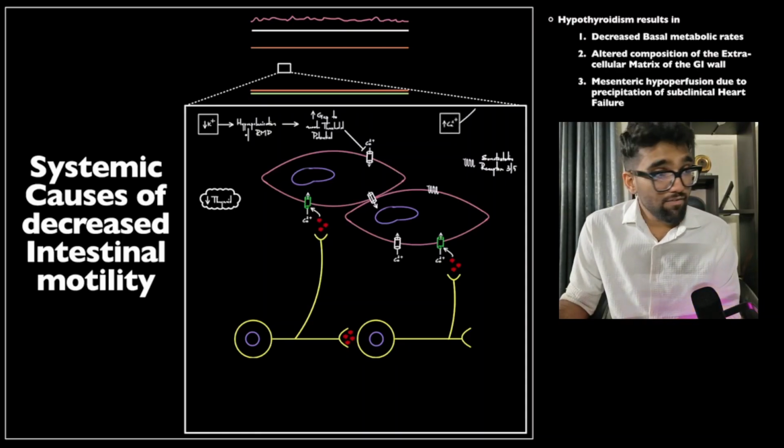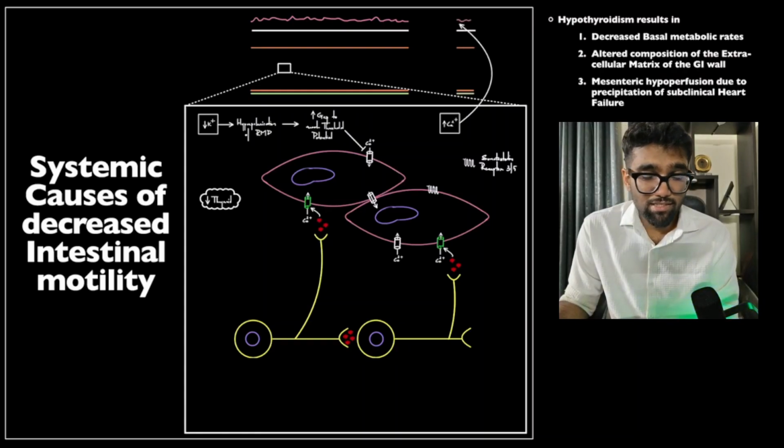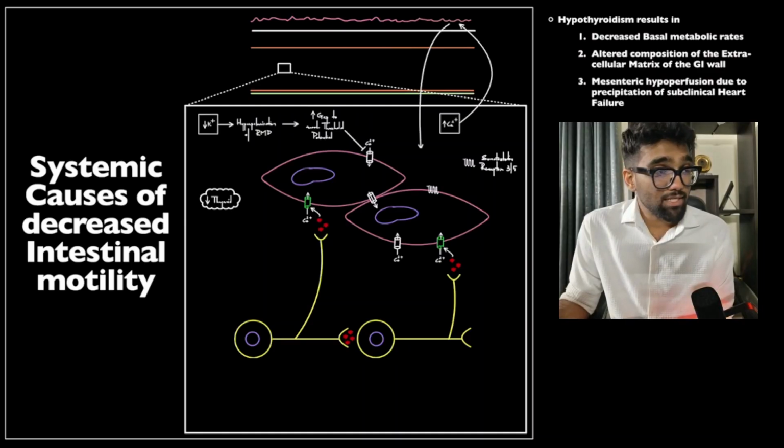And finally, we have hypercalcemia. Hypercalcemia actually results in the release of neuroendocrine mediators from the epithelial lining of the mucosa.